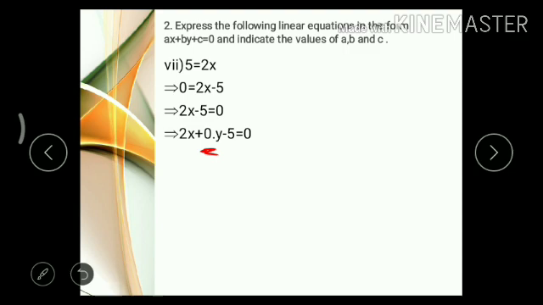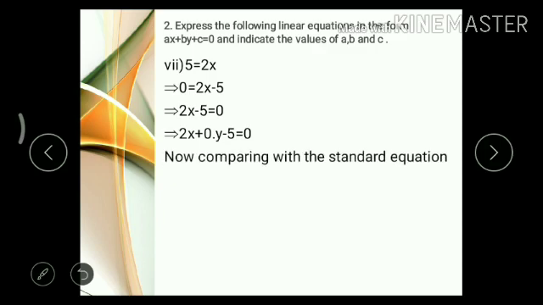Now we can easily compare. Comparing with the standard equation ax plus by plus c equal to 0, we get a equal to 2, b equal to 0, c equal to minus 5. Don't write c as 5, okay, that will be wrong. C equal to minus 5.